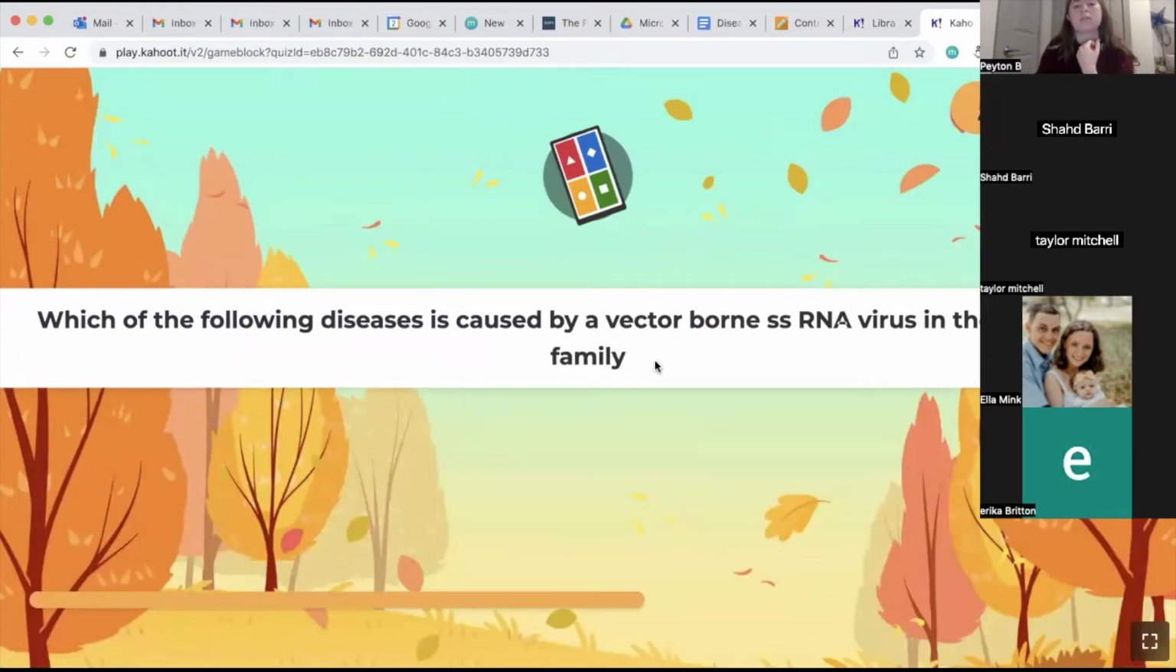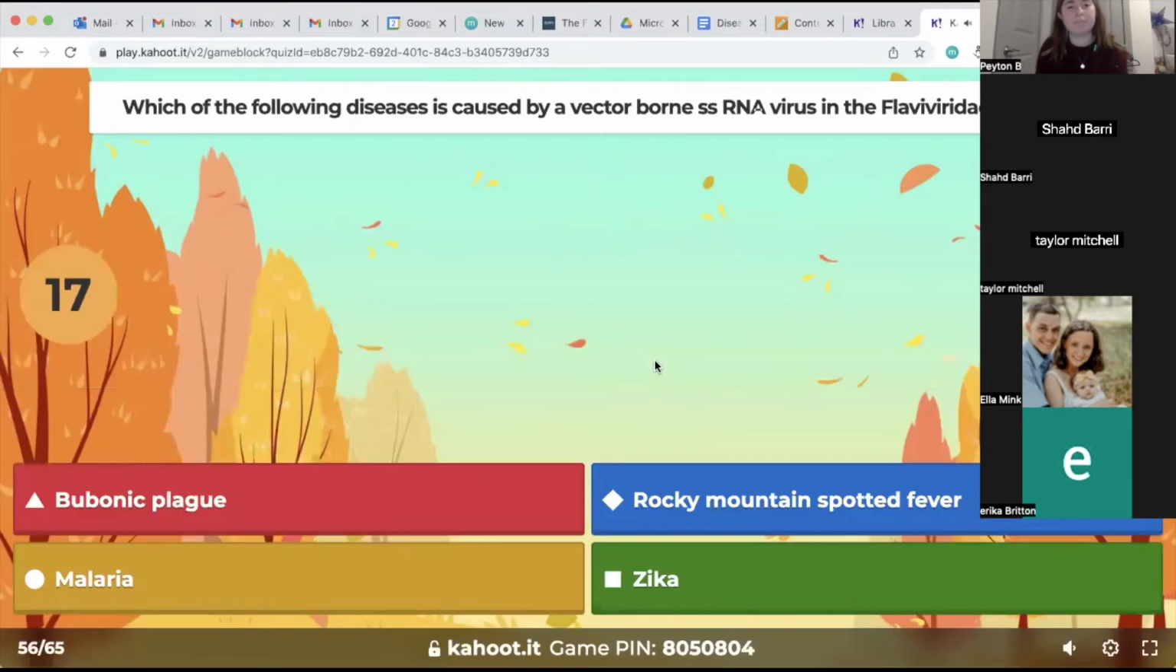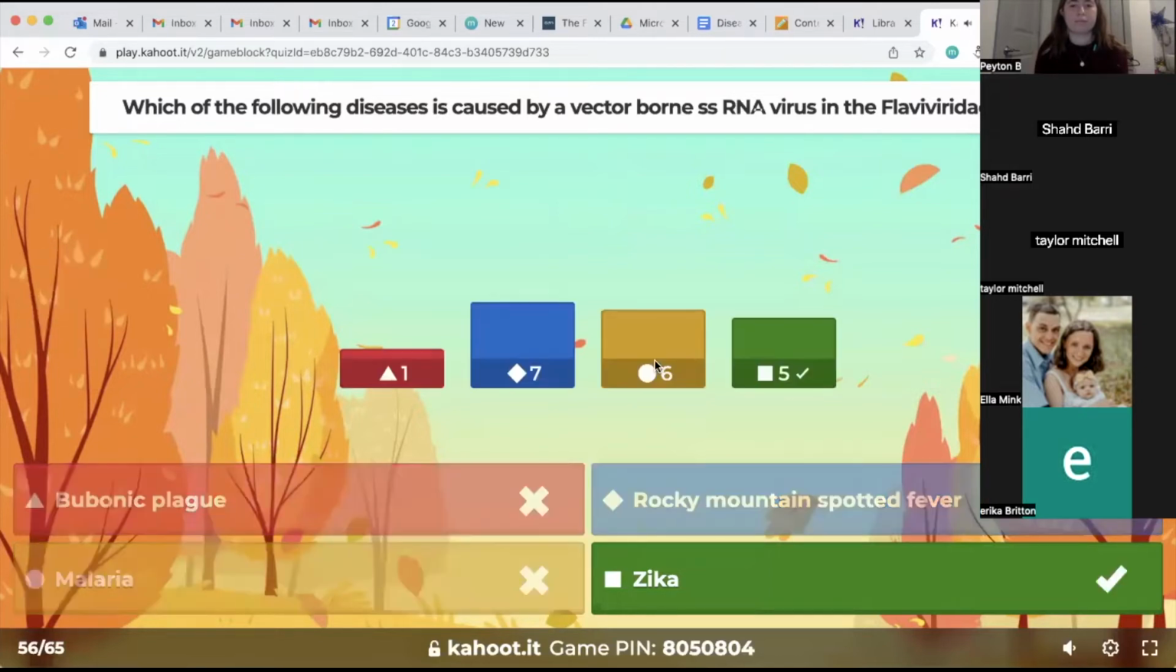All right, which disease is caused by a vector-borne ssRNA virus in the Flaviviridae family? Remember, some of these are bacteria, and don't get tricked. It is Zika. So bubonic plague, none of you answered that one. That's caused by bacteria. Rocky Mountain spotted fever. Malaria is again caused by a parasite, not a virus.